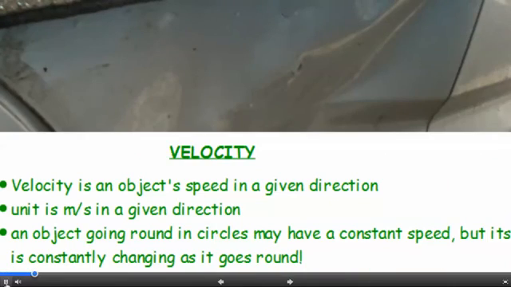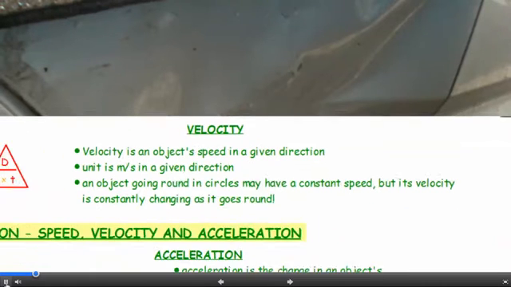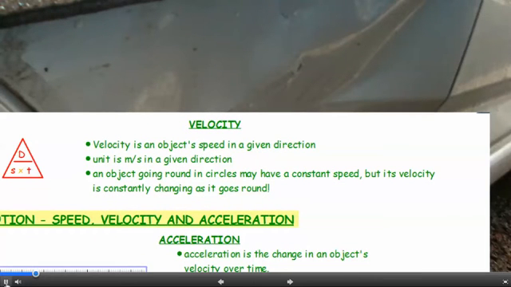Velocity. Now, velocity is an object's speed in a given direction, which means that if the velocity includes direction, then an object can continue going at the same speed, but if the direction changes, then it's got a different velocity. And it's given in meters per second in a given direction. So this means that if an object is going round in circles, it may have a constant speed, but its velocity is constantly changing because it's constantly changing direction.